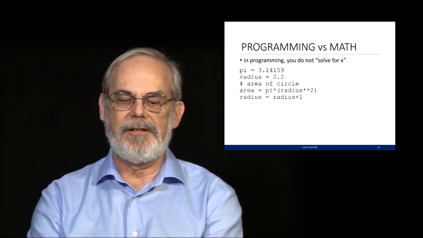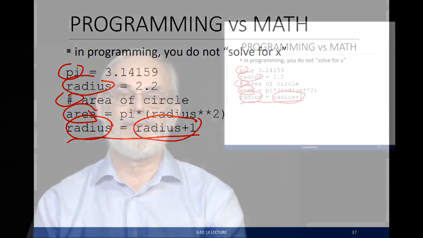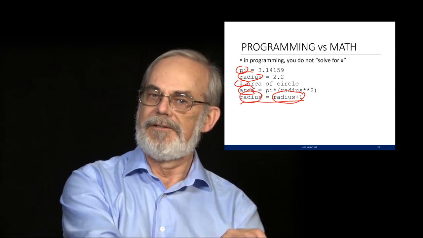So for example, in this little example, I define pi to be 3.14159. I set up a radius. This is just a comment. We're going to come back to that. That hash sign says it's just something that's going to be there for me to read. The computer doesn't do anything with it. I can now compute the area. And then I can decide I want a different radius. And in fact, look at this expression here, because what it says is get the value of this expression, which is what's the value of radius? 2.2. It's the value of 1, add them together, that gives me 3.2, and change the binding so that radius is now 3.2. This does not change area.